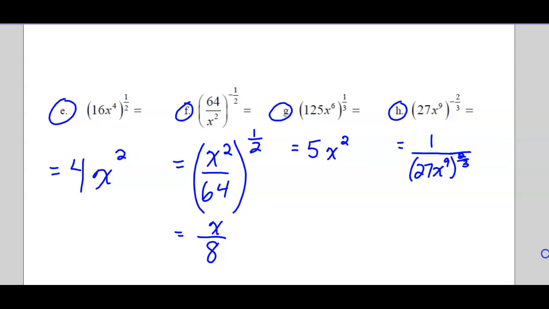Now think about what 27 to the 2/3 is. You're in grade 12 math, you can do this. Cube root of 27 is 3. 3 squared is 9. How else could you do that? You could say 27 is 3 cubed to the 2/3. 3 times 2/3 is 2. 3 squared is 9.